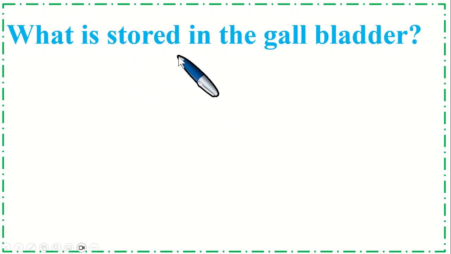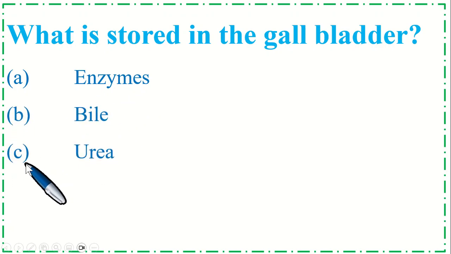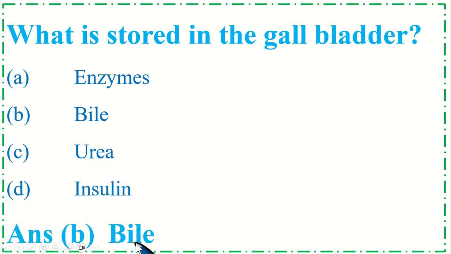What is stored in the gallbladder? Option A, enzyme. Option B, bile. Option C, urea. And option D, insulin. So the correct option is B, bile.